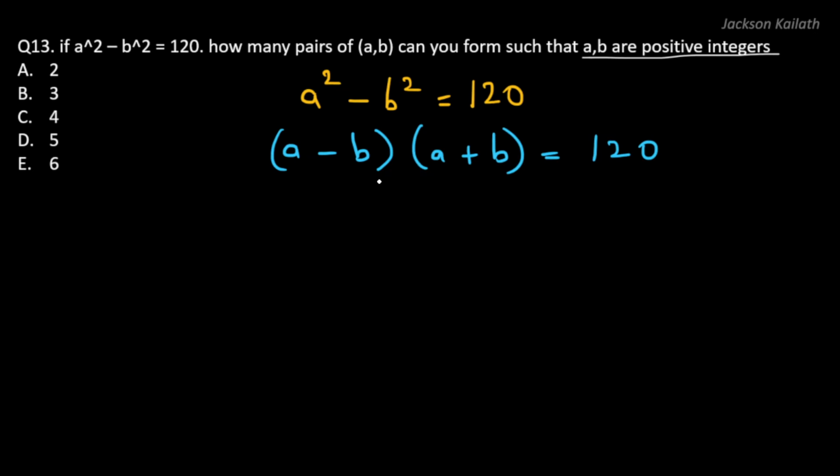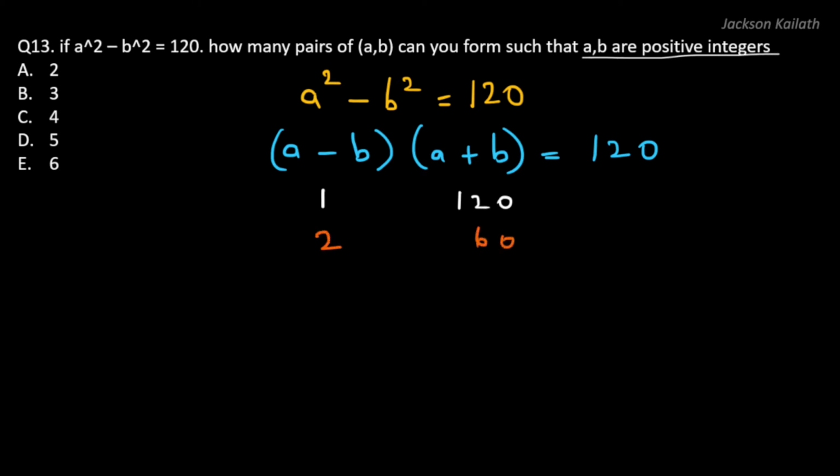A good way to approach this is to check in how many ways I can write 120 as the product of two numbers. So let's go ahead and see how many ways we can do that. I can write 120 as 1 into 120 itself. What about 2 into something? Yes, it can be 2 into 60.